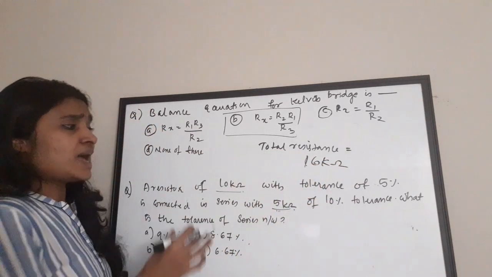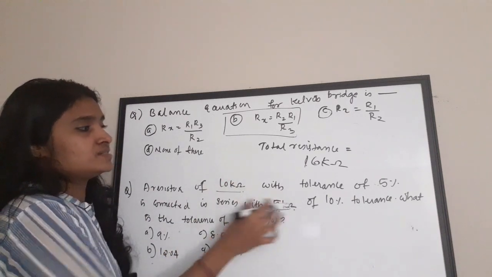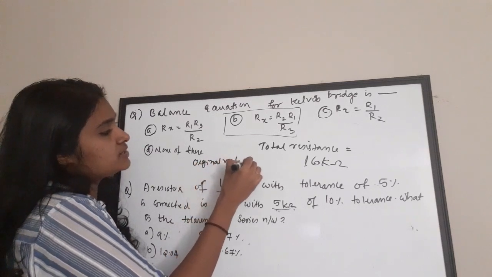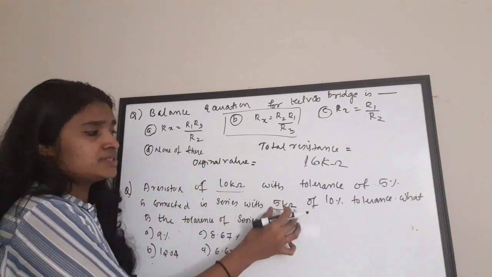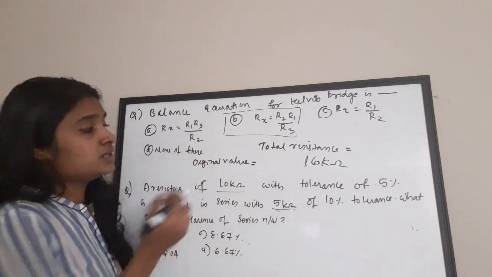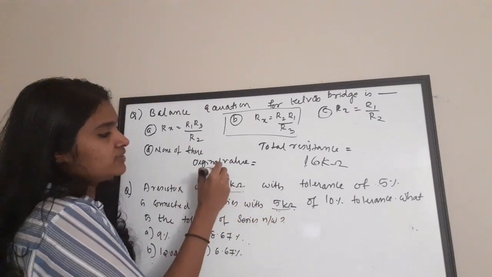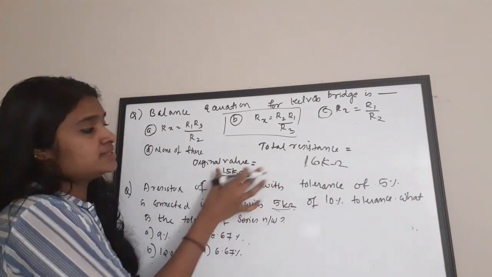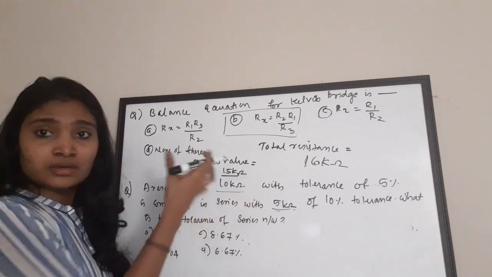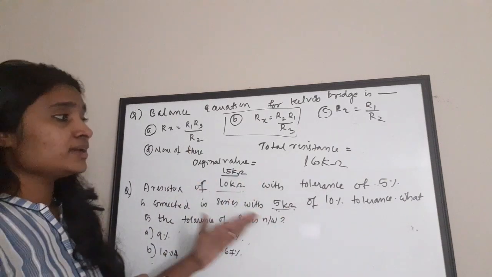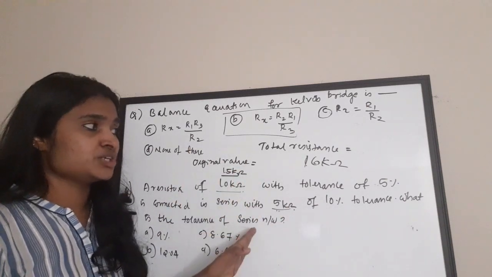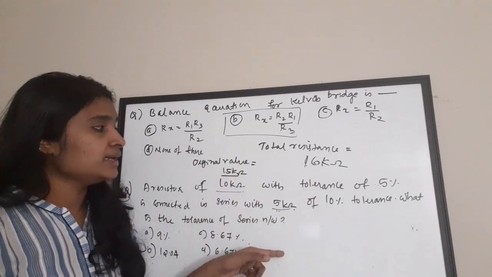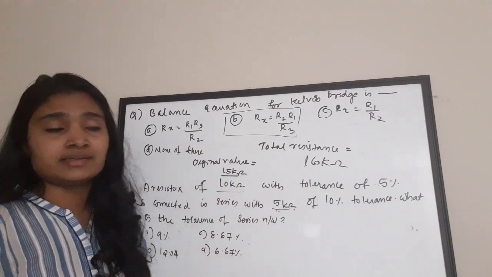Now, what was the actual or the original value of the resistance? So, the original value is simply by adding 10K plus 5K. We are not considering the tolerance. Okay, so it is 10K plus 5K is 15K. So, this is a value including the tolerance. This is the value not considering the tolerance. Okay, so what is the tolerance of this series connection? It will be 16K minus 15K by 15K into 100, right?